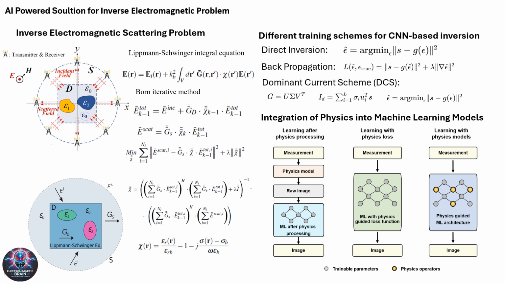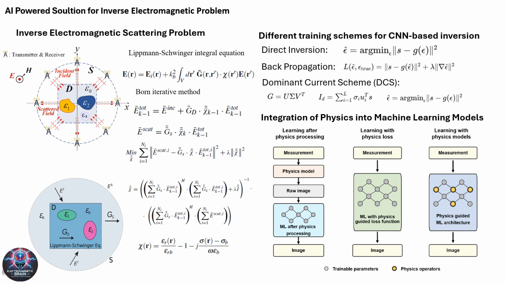Here, the data pre-processing involves applying a physics-based model to obtain an initial estimate of epsilon. This pre-processing helps to set a physically meaningful input for the ML model. 2. Learning with physics loss. Here, physics knowledge is embedded directly into the loss function of the neural network.